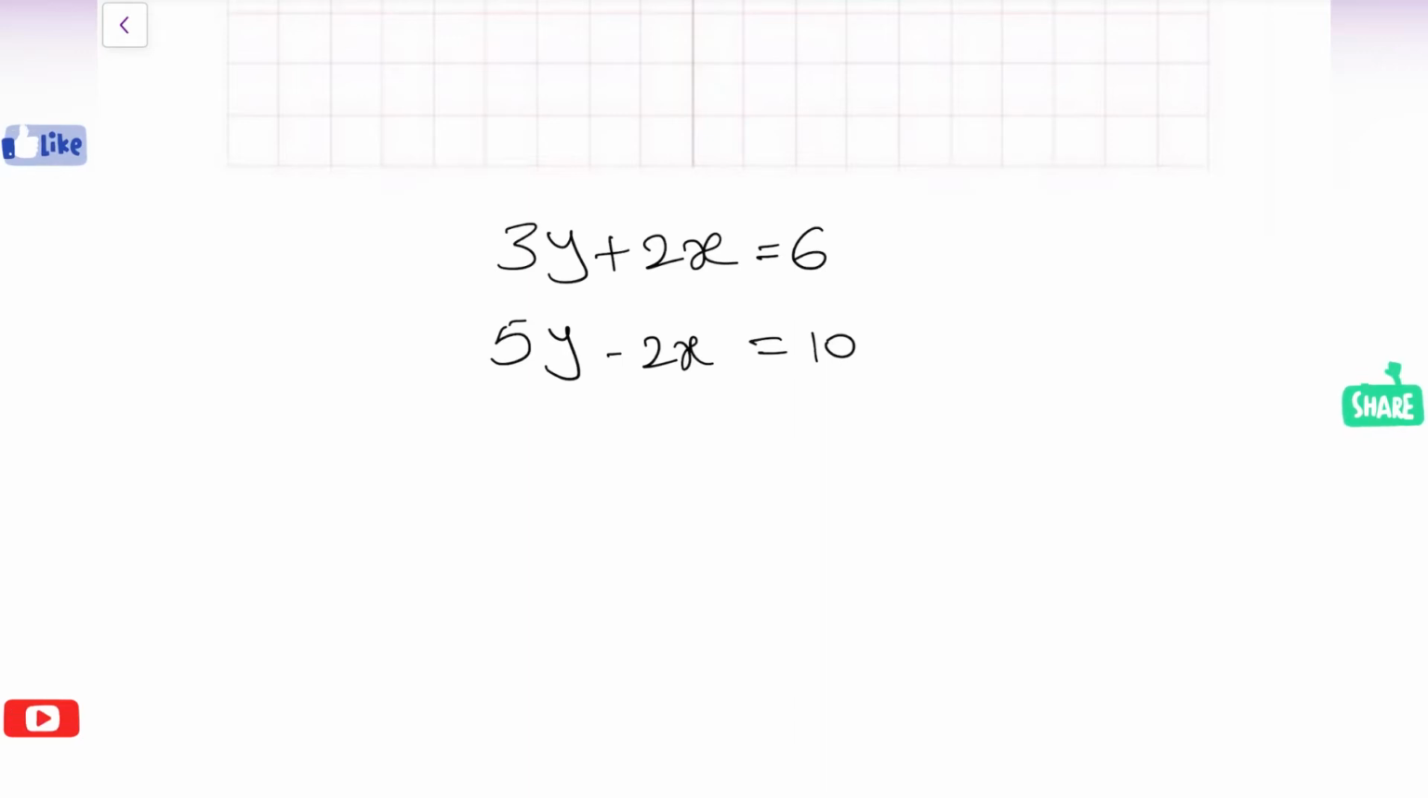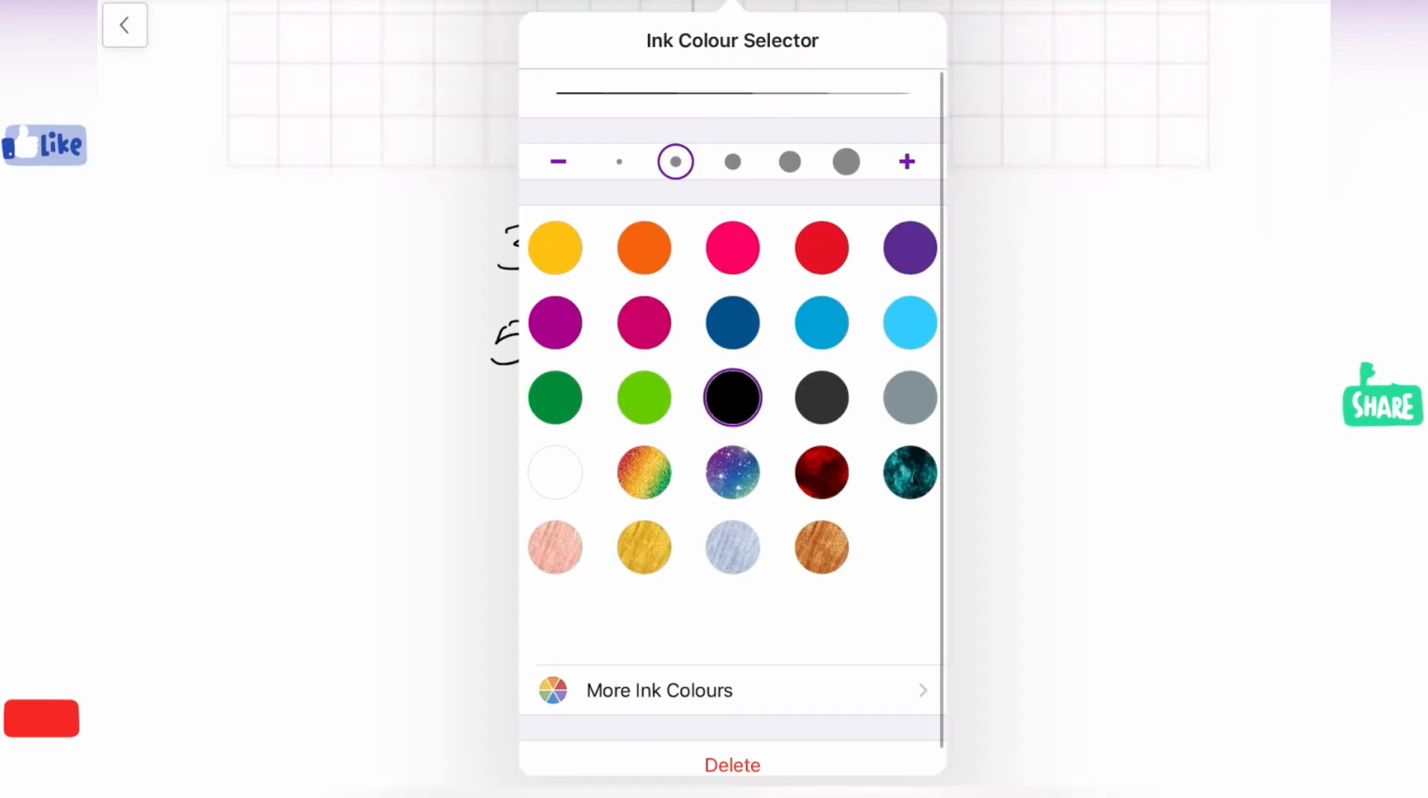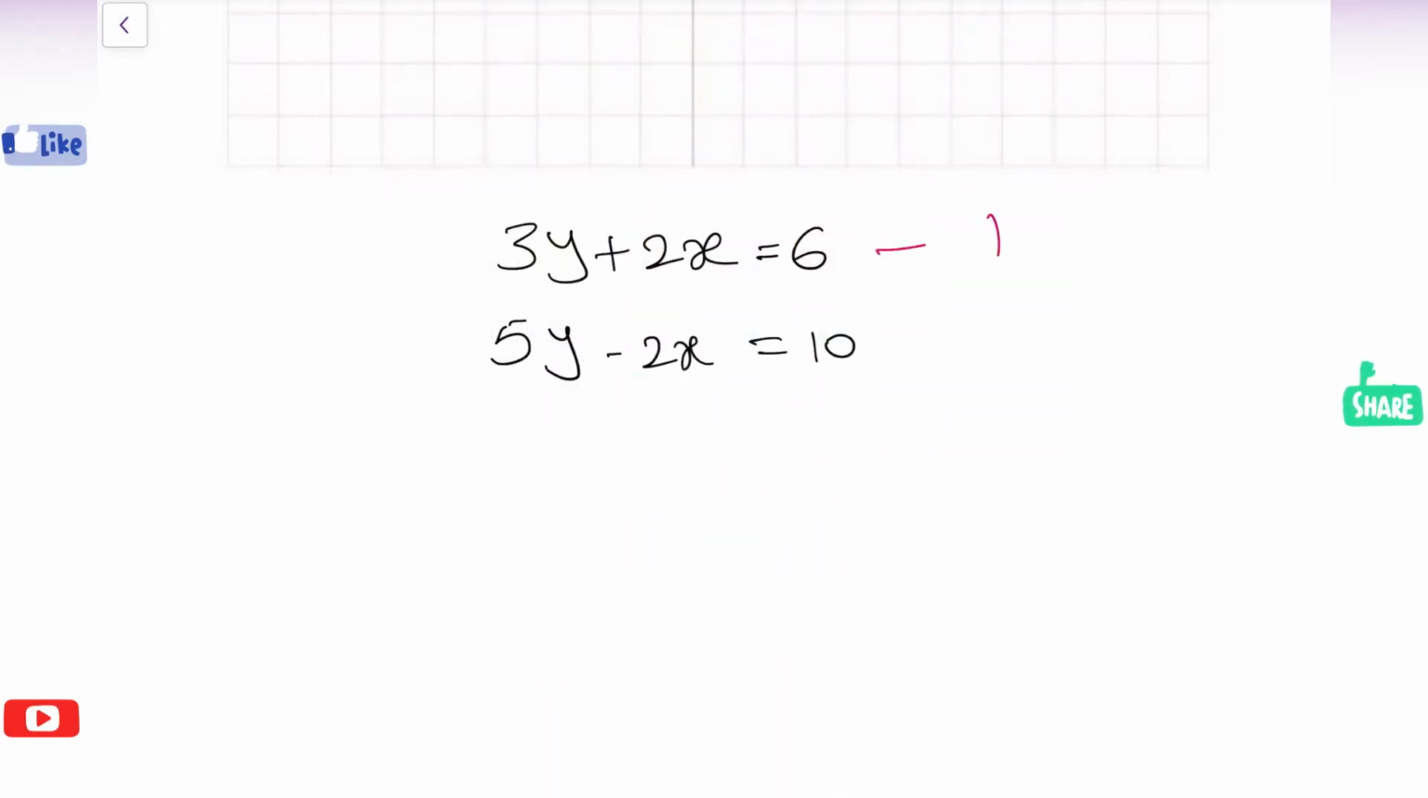Hello everyone, in this video we are going to discuss how to draw the graph of a pair of linear equations in two variables. For that I took an example: 3y plus 2x is equal to 6 and 5y minus 2x is equal to 10. So this is the first equation and this is the second equation.